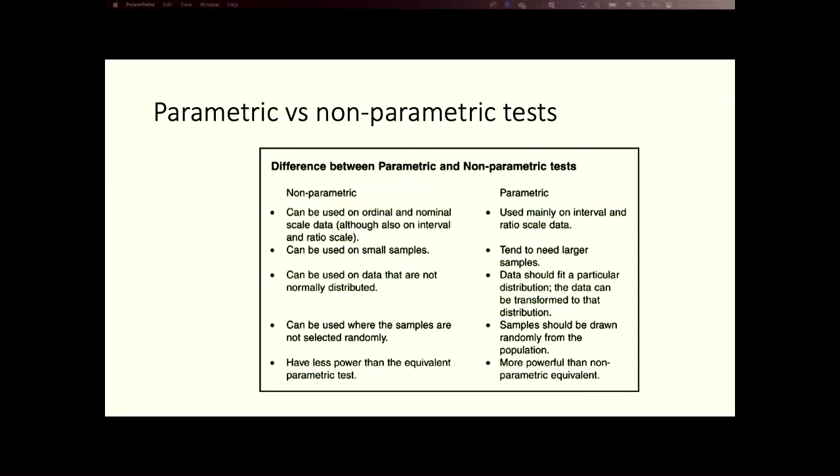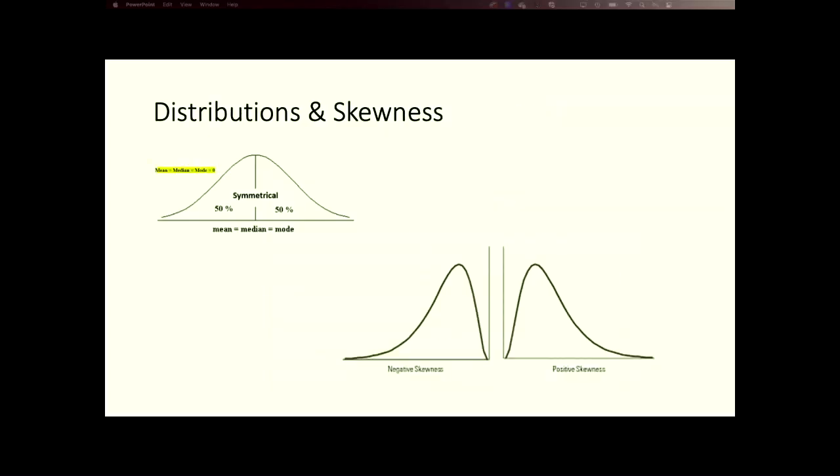We use parametric tests mainly on interval and ratio scale data. They tend to need larger samples, and the data should fit a particular distribution. We can do a transformation to make it fit a distribution as a pre-processing step. Samples should be drawn randomly from the population, and it's always more powerful than the non-parametric equivalent.